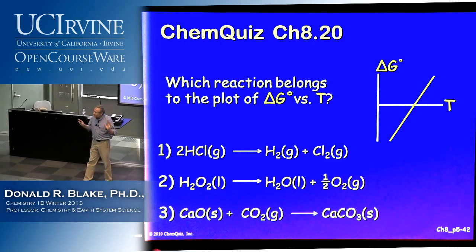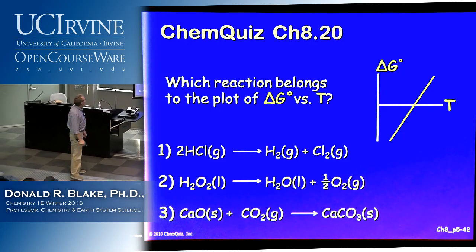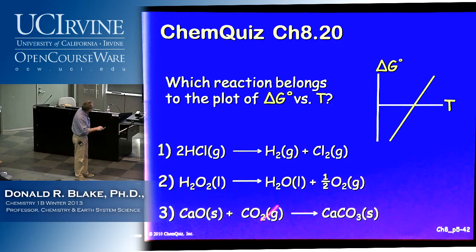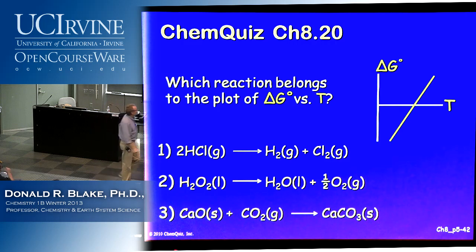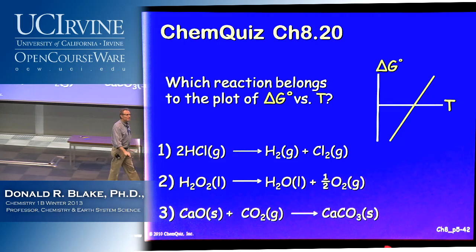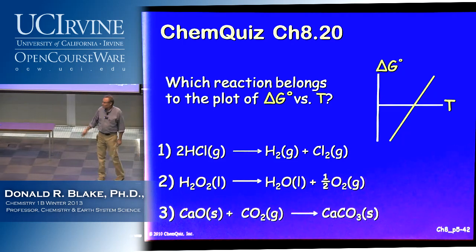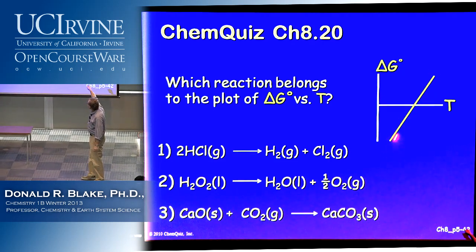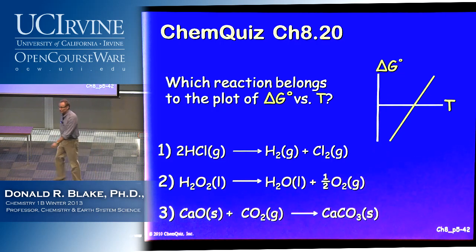This is like a very easy multiple choice question for me. Which reaction of these three belongs to the plot delta G versus T? Delta G and T. Don't answer it, just think. Look at that plot right there. And for those of you who aren't good at reading plots, this is 0 for delta G. This is 0 for delta G and 0 for temperature. This is negative delta G, and this is from 0 out to some large temperature.